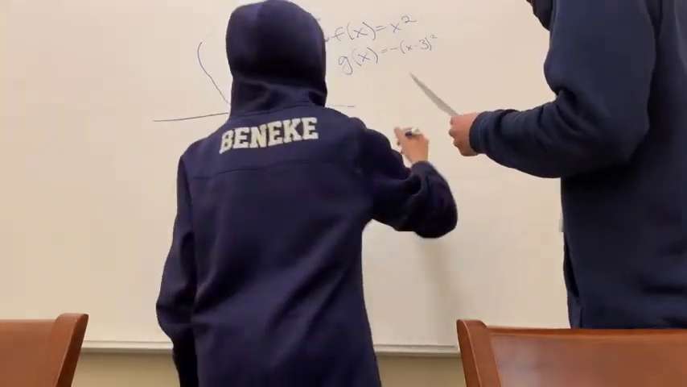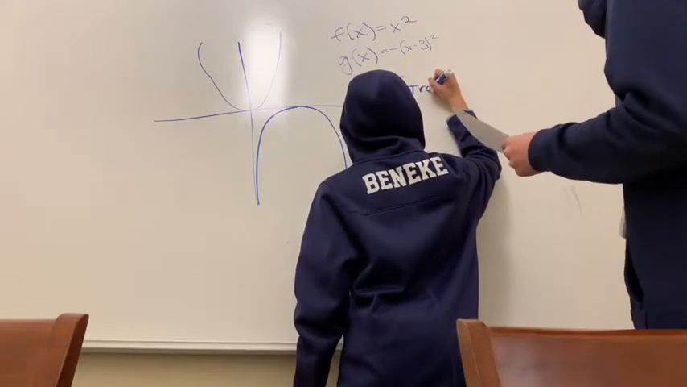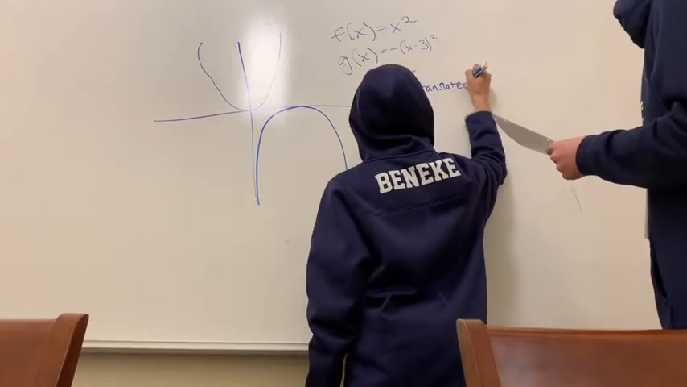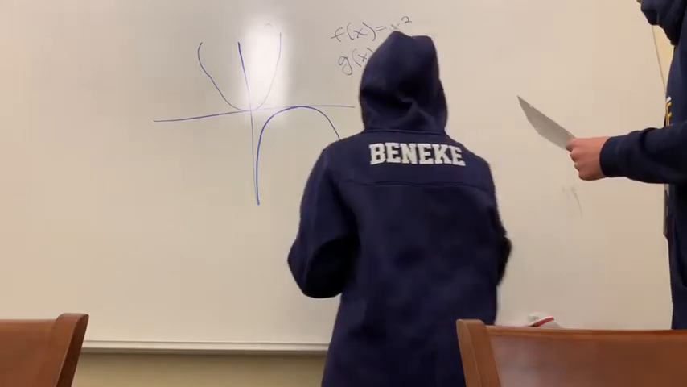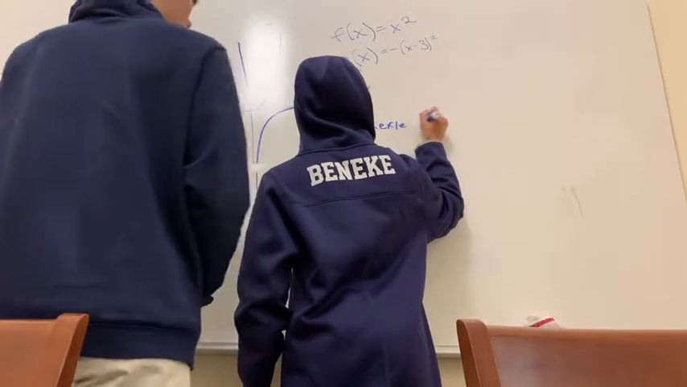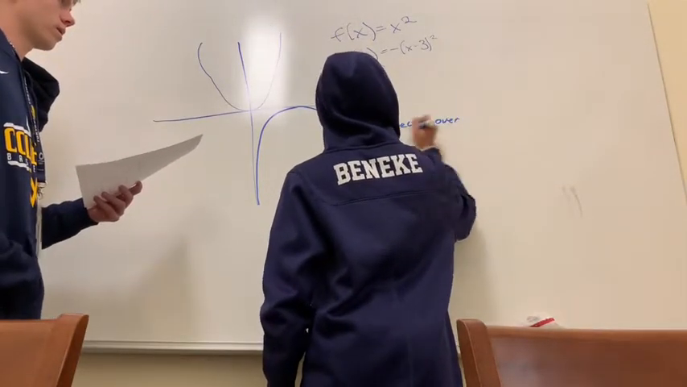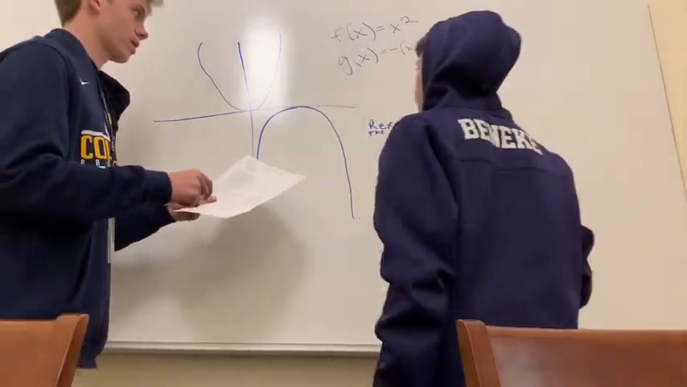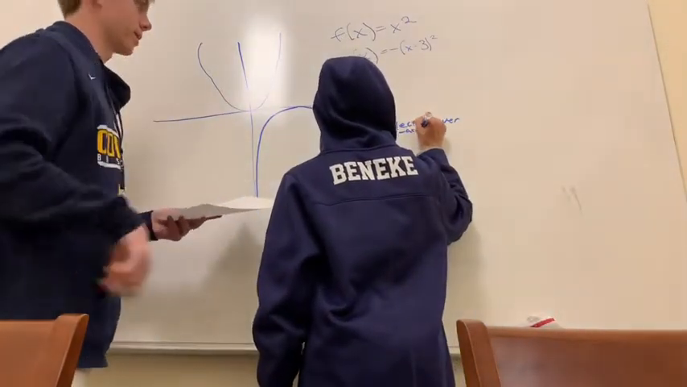Right. And so what is the vocabulary for the transformations? Translated. So yeah, translated. I don't know if you can see that. I'll just do reflected. It reflected upside down, over the y-axis. And then, what else did it do?